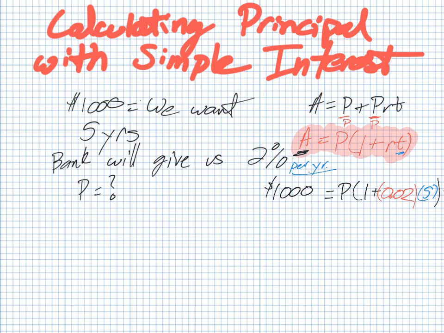Now that we've done that, we need to isolate for our P. So let's calculate this over here. We still have 1,000 is equal to P times (1 plus 0.02 times 5), which is actually going to be 0.1. We should double check that after. Which means 1,000 is equal to P times 1.1. We're going to have to bring it over to the other side, so divide both sides by 1.1.